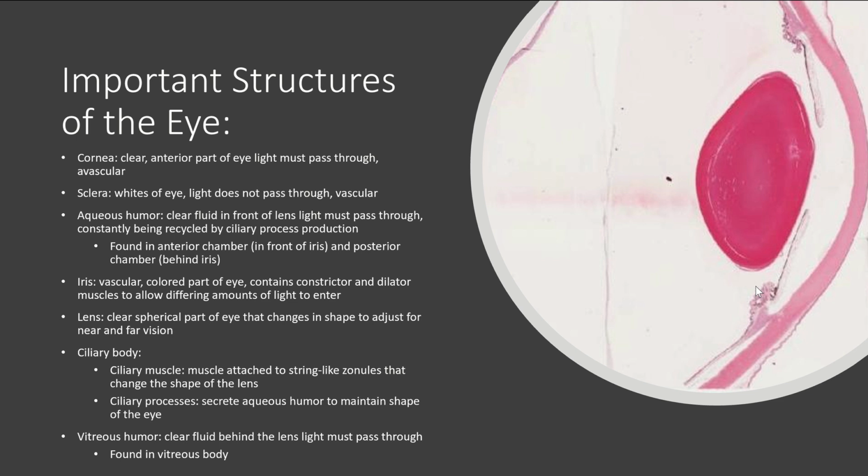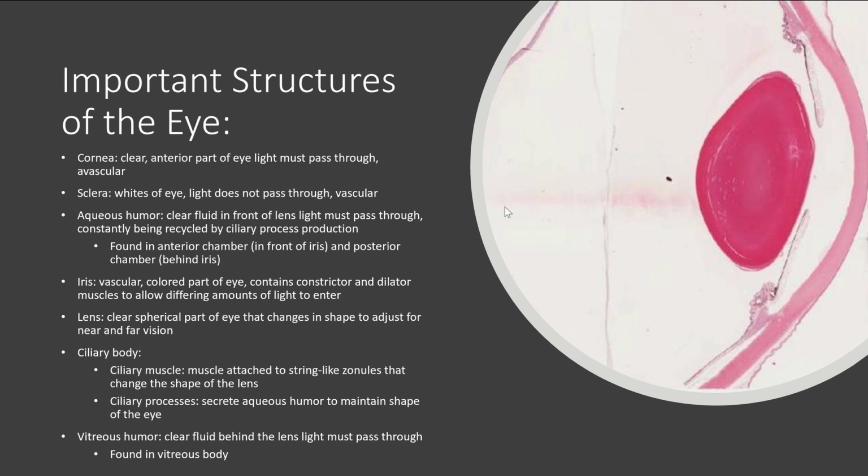Okay. And then the ciliary processes are these little processes that project off, and that's what's making the fluid in the anterior and posterior chambers, so the aqueous humor. Okay, and again, that helps maintain the shape of this part of the eye.